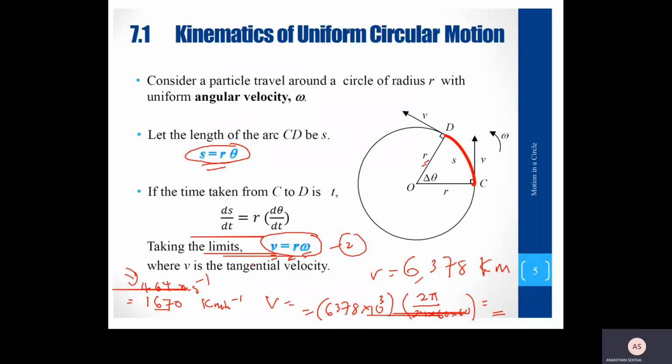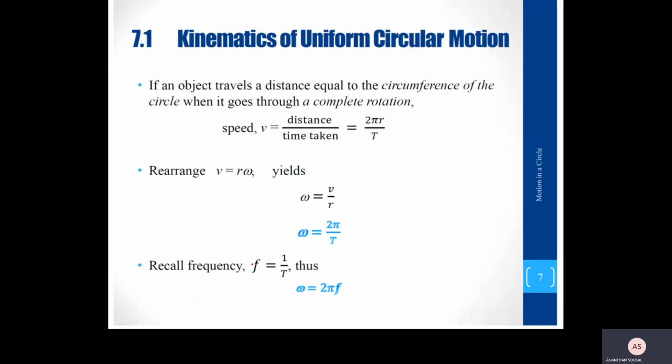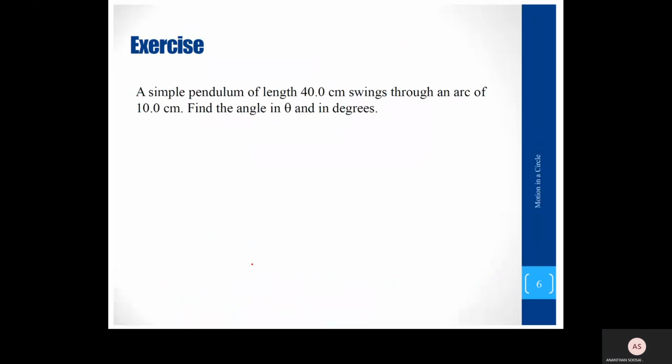This is the second important formula. A simple pendulum of length, for example, swings through an arc of 10 centimeter. Find the angle theta. So what's the formula to be used? S equals R theta, we get the answer. This is your first level of advanced question. I think it's easy. So the formula is S equals R theta. You can get the angle.